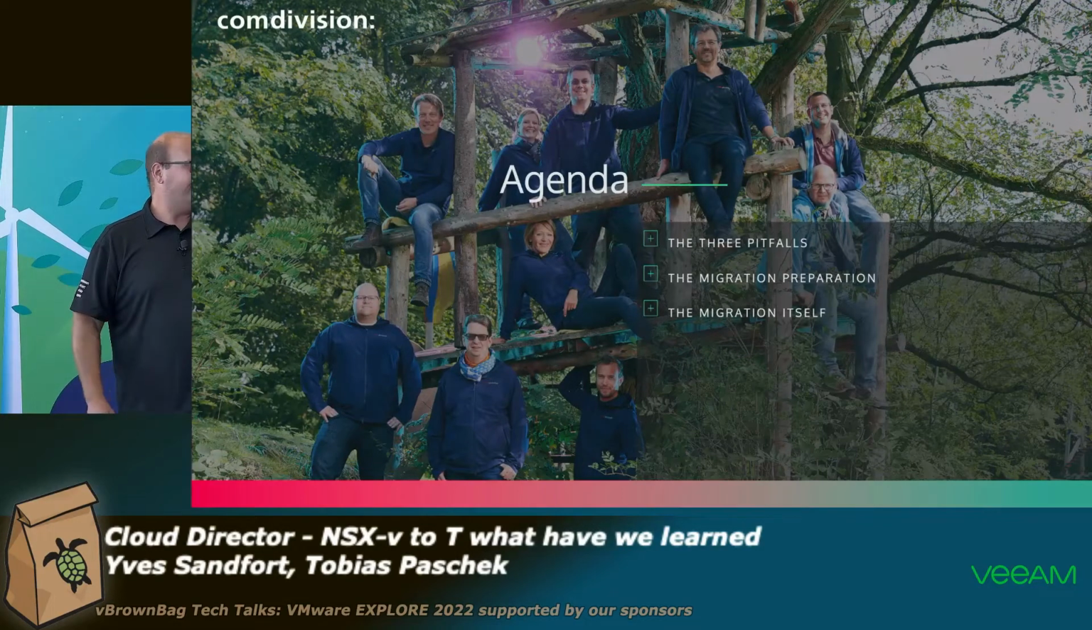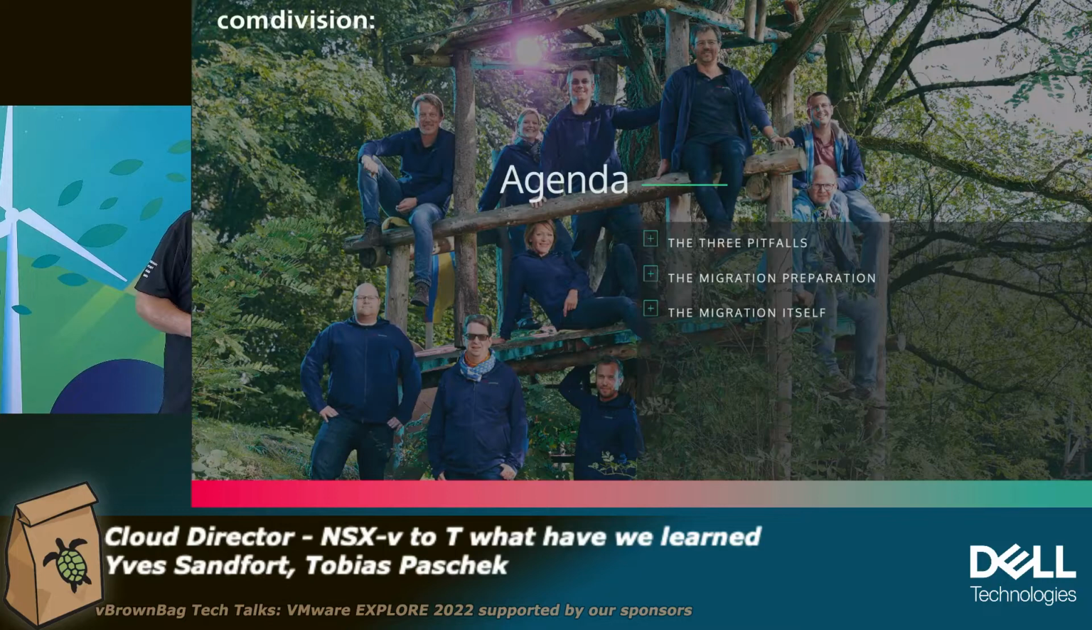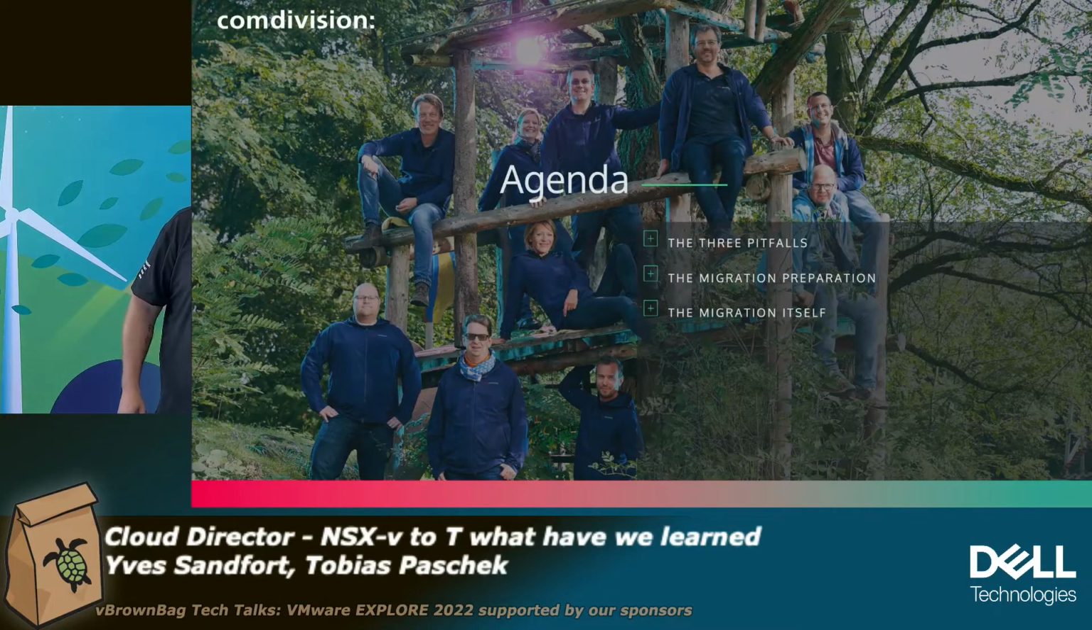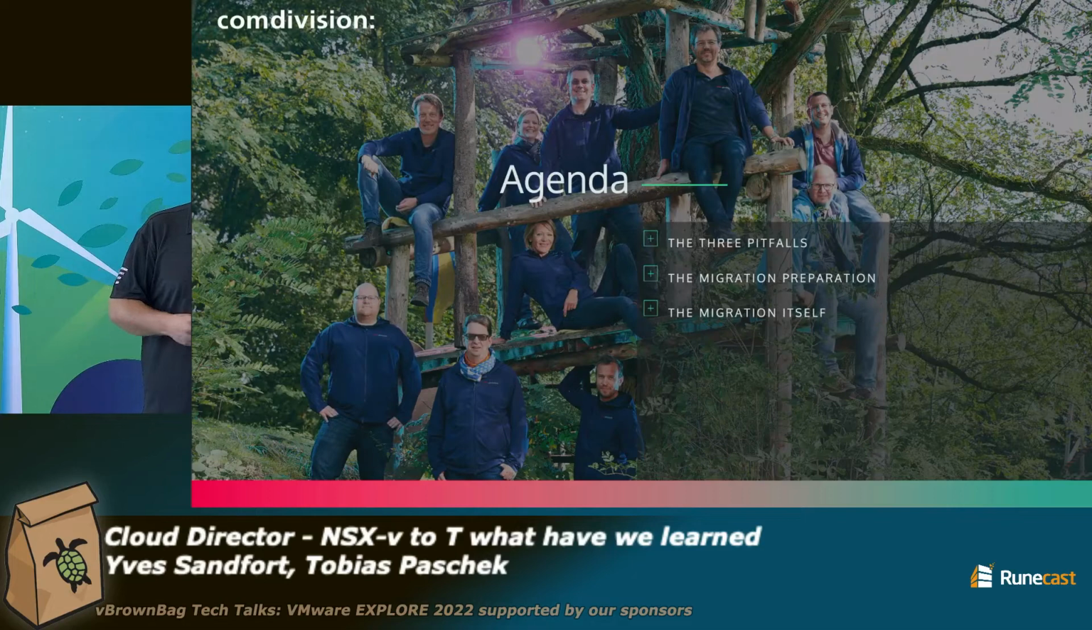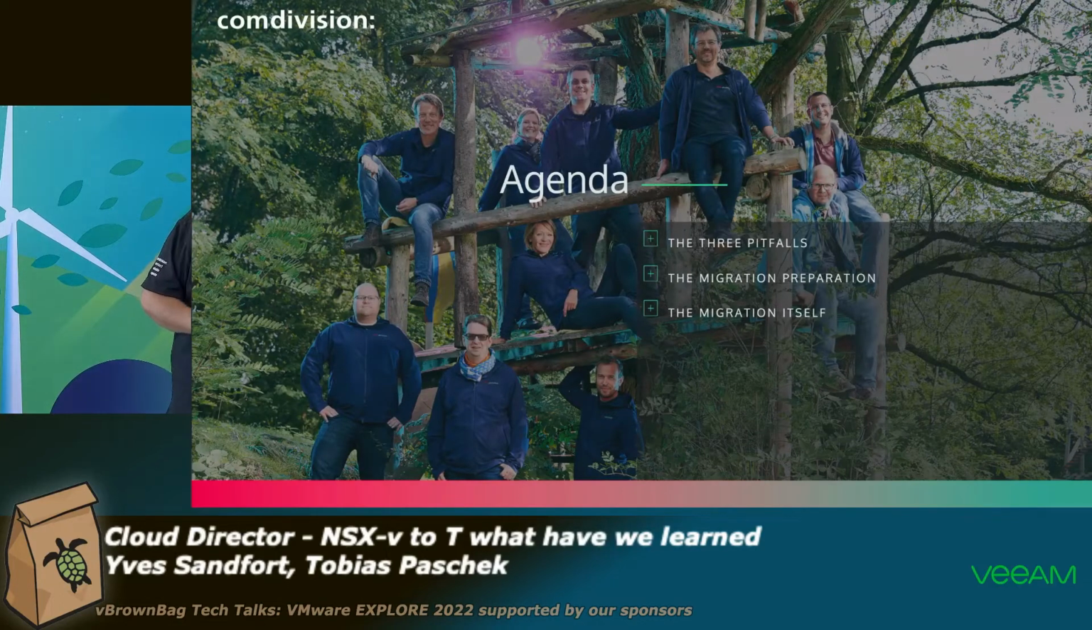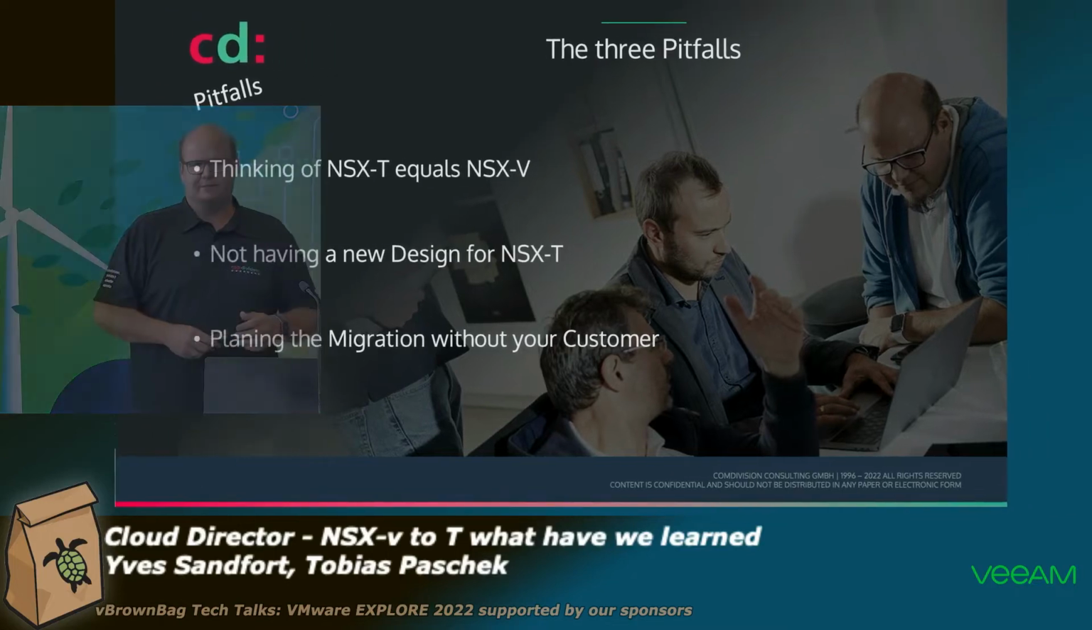When we have a look at the whole migration process from NSX-v to NSX-T, we just separated it in a kind of agenda in the 3 major pitfalls: the migration preparation and the migration itself. So this is what we need to do. We need to be aware of what can possibly go wrong, more or less everything. We need to prepare for the migration, and we need to migrate itself.